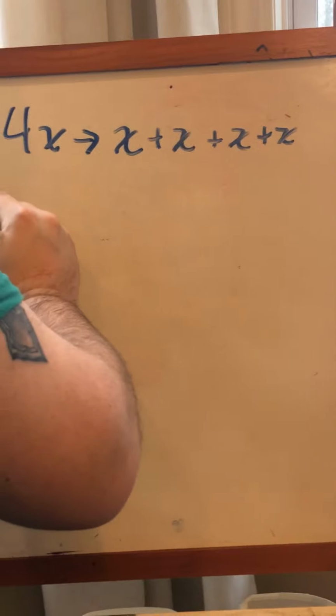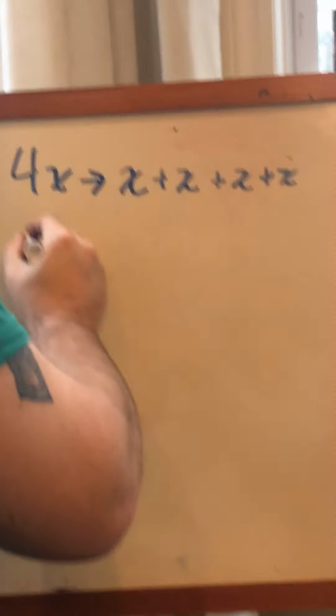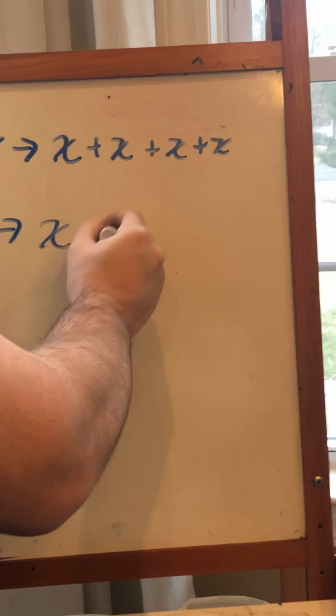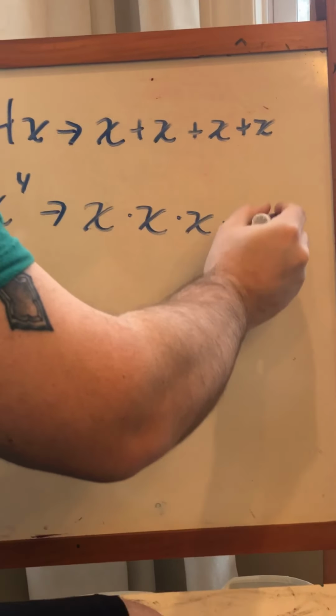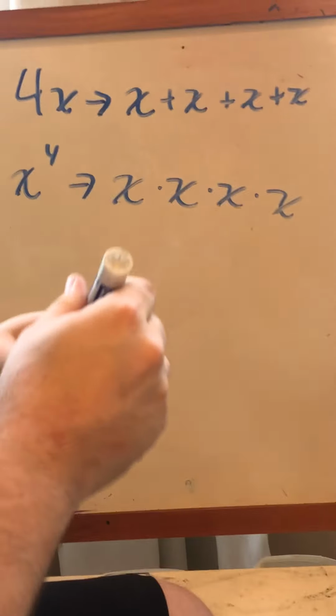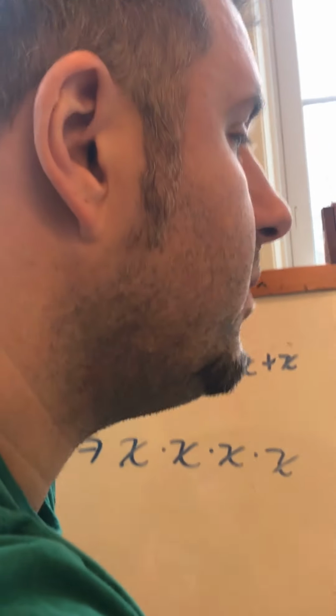Here, if we put x to the 4th power, this would be repeated multiplication. Repeated multiplication turns into exponents. Repeated addition turns into multiplication. All right. Next one here.